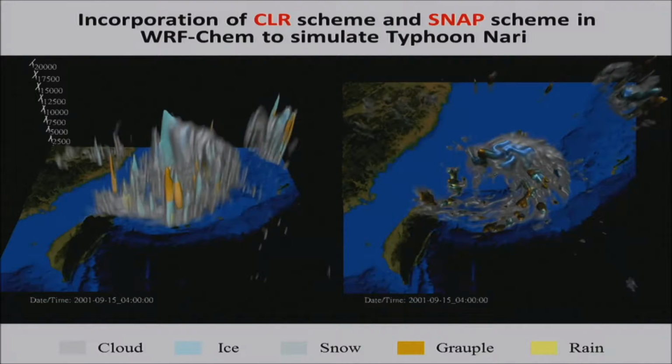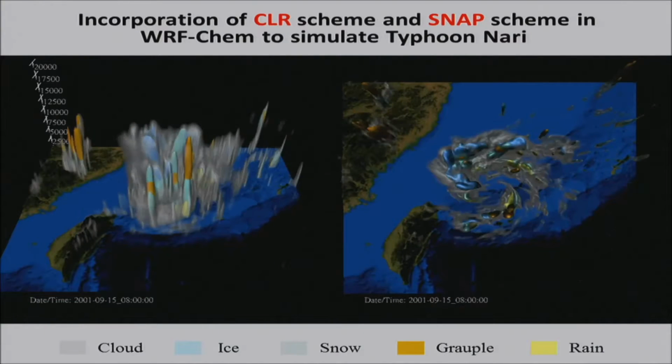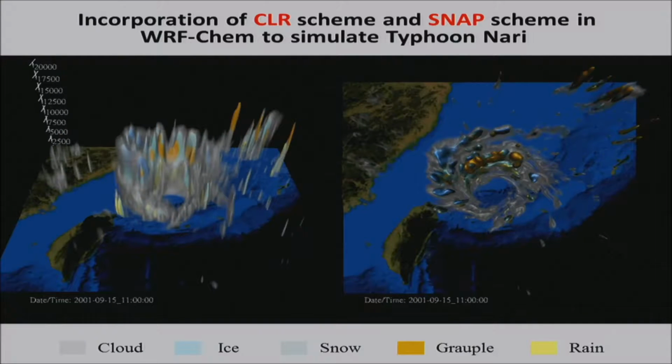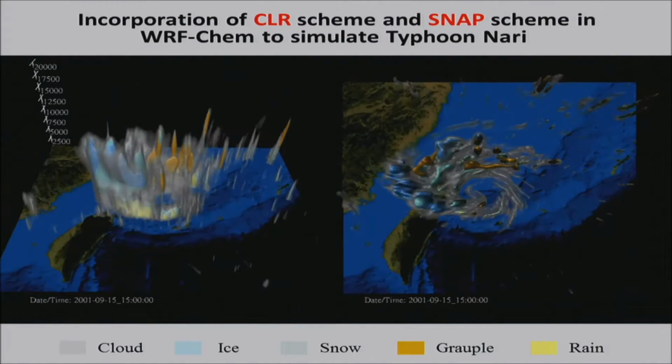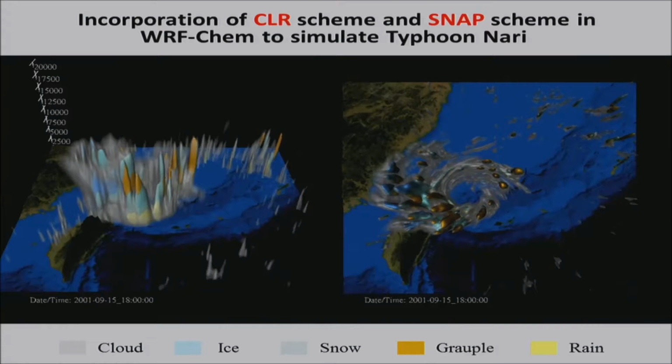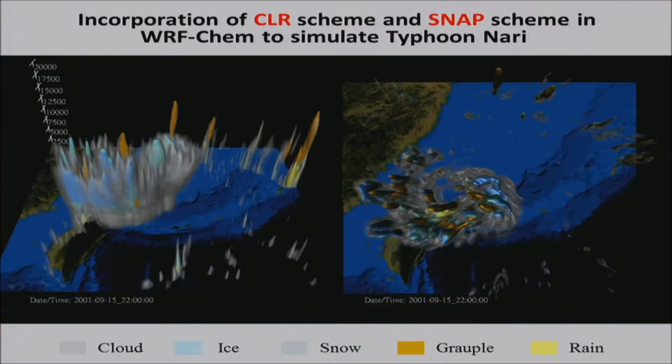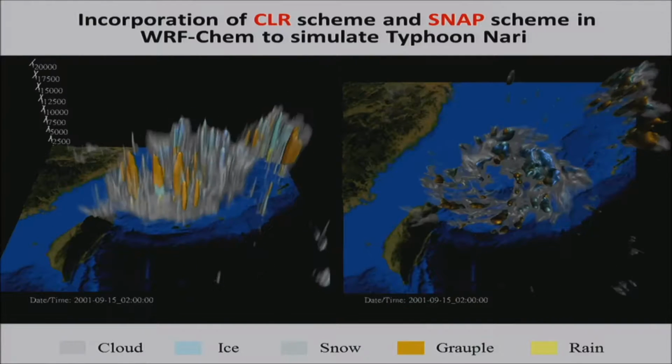And now we are in the process of coupling the aerosol and cloud scheme. So we have the cloud scheme and the aerosol scheme, SNAP. And a few minutes ago, I just found out these two schemes have been officially combined into SNACs.